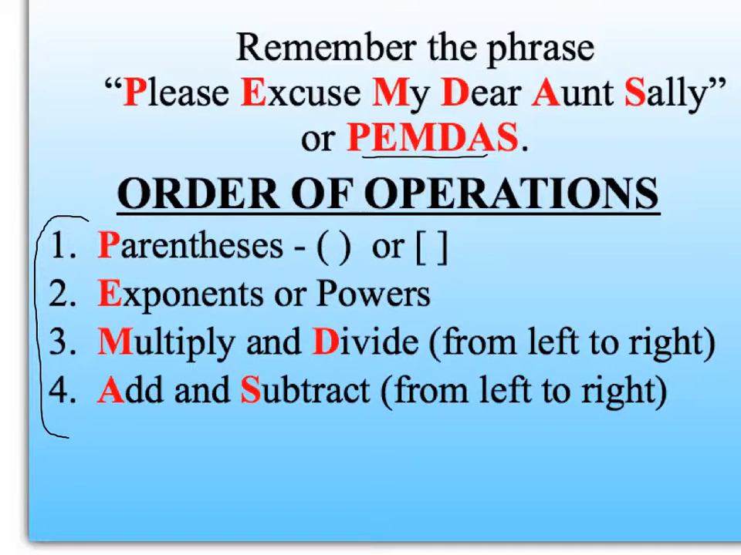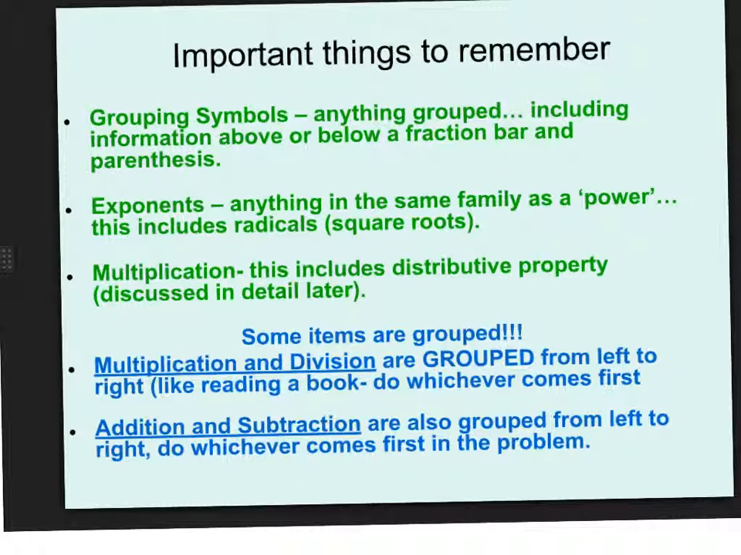Let's expand on these just a little. All right, important things to remember. Grouping symbols. When we talk about parentheses, parentheses is any grouping symbol. Anything grouped, including information above or below a fraction bar and parentheses. All right, the next, after you do the parentheses, you should always do the exponents. Now, exponents is anything in the same family as a power, including radicals or square roots. So not only would you do 7 squared, but you might also do the square root of 25. So this is a radical.